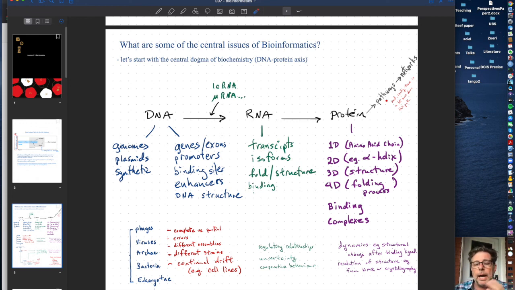I'm talking about feedback and concerted behavior, right? And the sort of holistic systems biology event. And so it really doesn't stop at proteins, right? There's a lot more to model.